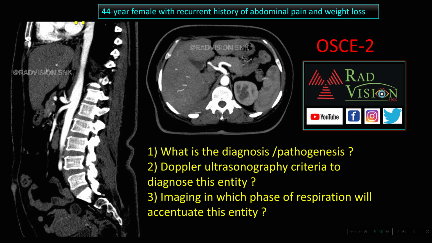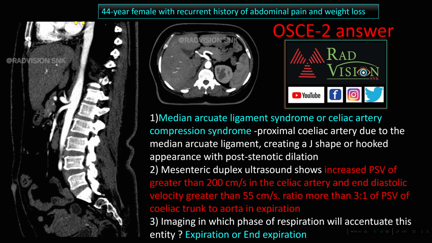Next, 44-year female with recurrent history of abdominal pain and weight loss. So you can pause the slide and see the questions. So here you can see what is the diagnosis. This is nothing but a median arcuate ligament syndrome. You can see this is a soft tissue like band which is causing compression over the proximal celiac artery and which forms a typical J-shaped indentation over the proximal celiac artery. This is nothing but the median arcuate ligament which joins both crura of diaphragm.